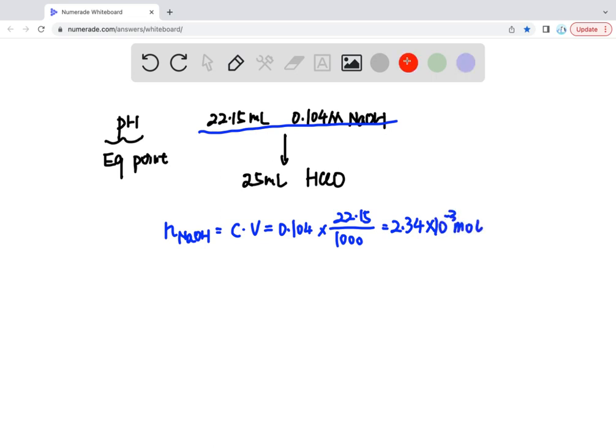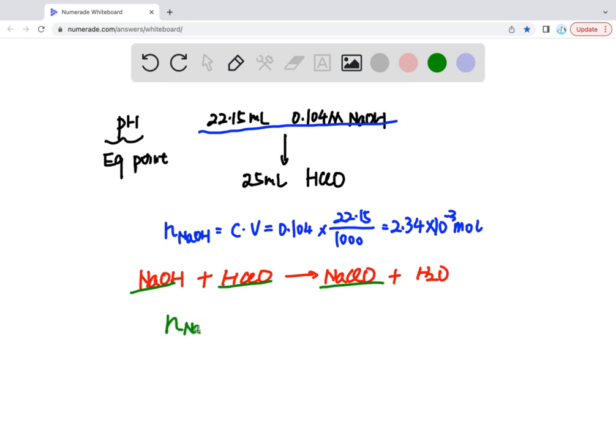And again, we can write down the reaction. We use sodium hydroxide to react with HClO, and of course will form sodium ClO and water. Looking at this reaction, you'll find the reaction ratio of sodium hydroxide and HClO is 1 to 1, and also for the sodium ClO it is 1 to 1. That means the moles of the sodium ClO equals the moles of the HClO equals the moles of the sodium hydroxide. That's 2.34 times 10 to the minus 3 mole.